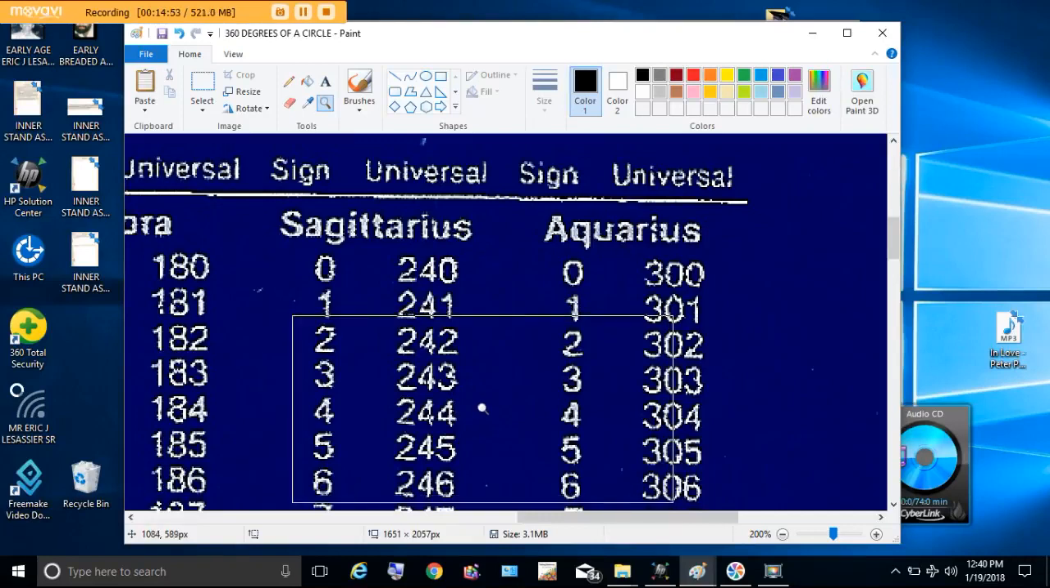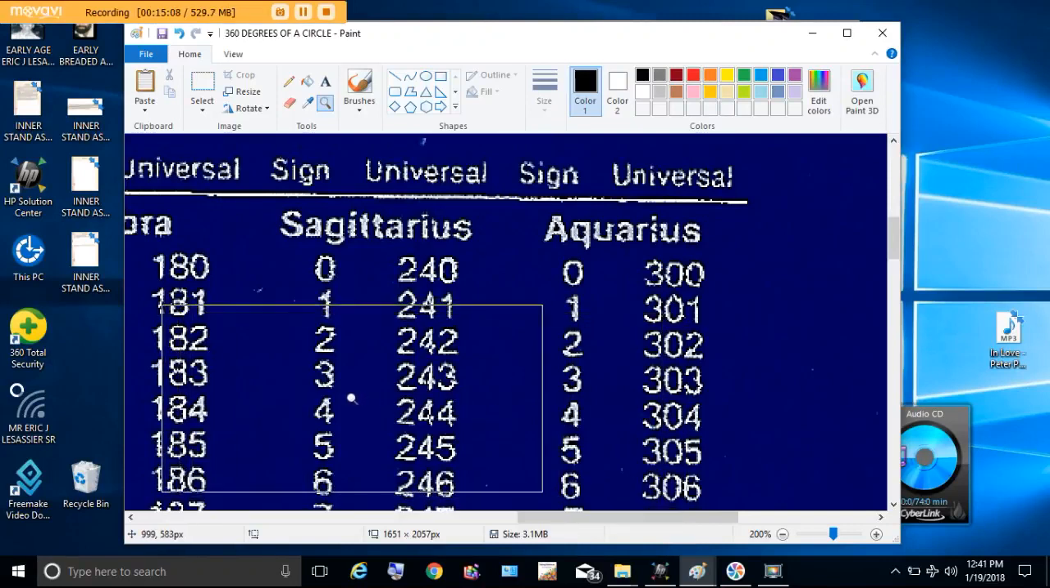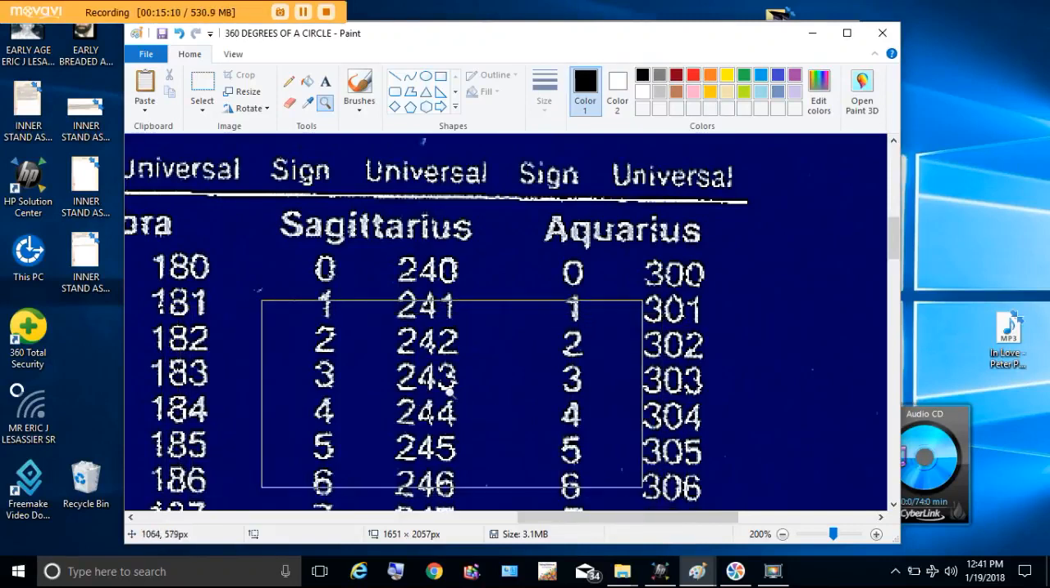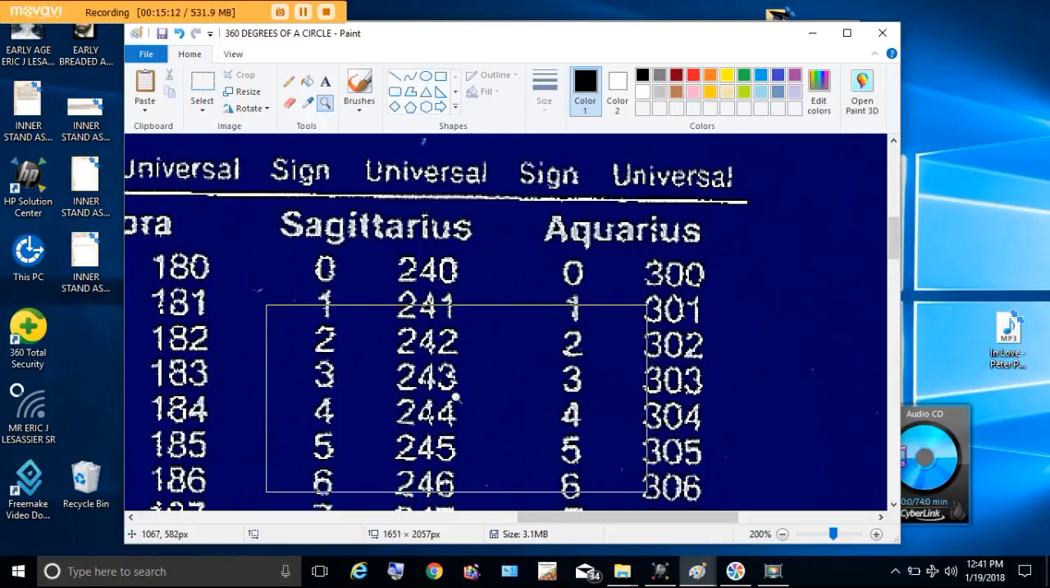And so the aspect is the degree. The aspect is the degree difference between one or more planets, or one planet to another planet. And so to differentiate between the degree difference, you need to know what that value is so that you can compute the difference between that aspect between one planet and another.